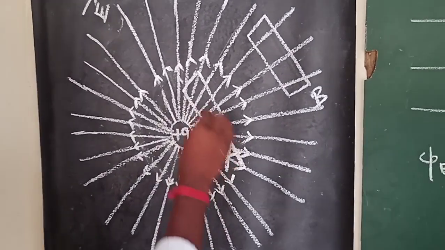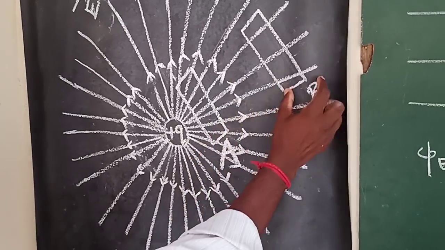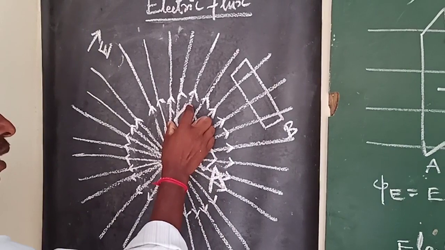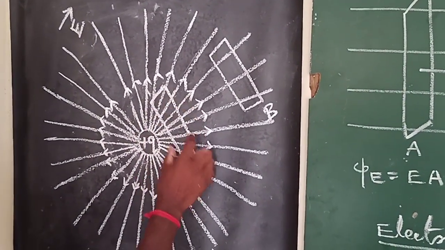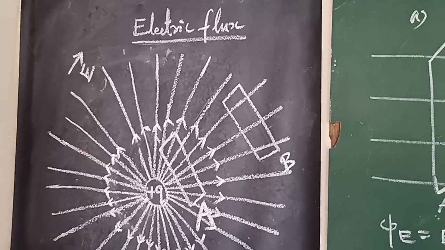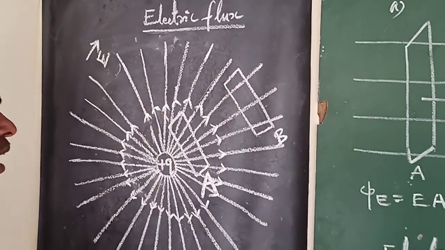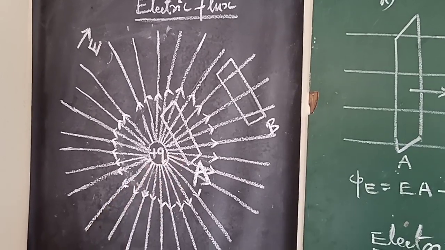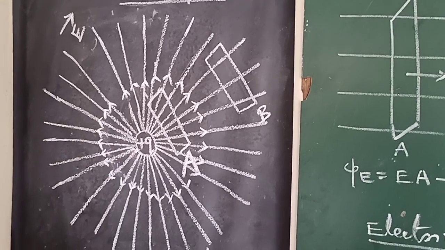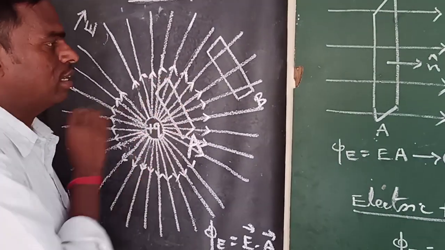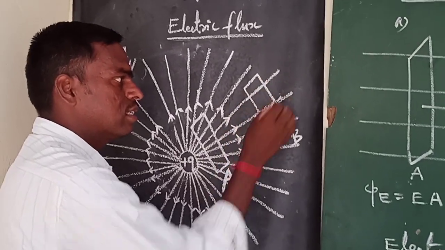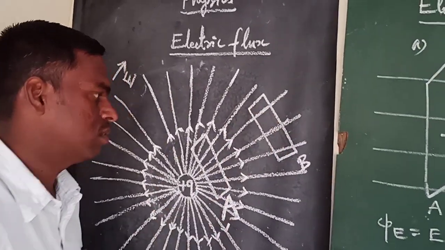Now, two regions are selected, region A and region B, and the area is the same. Both are rectangular areas of the same size, and both are kept perpendicular to the field lines. In region A, more lines are crossing the area. In region B, the electric field lines crossing the area are fewer.